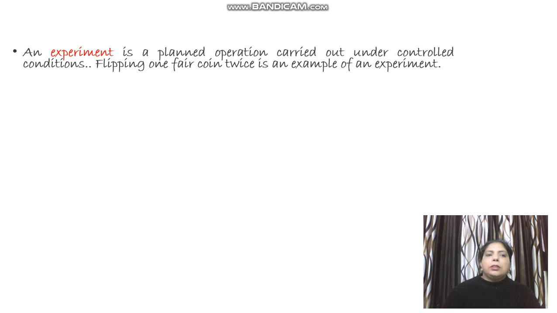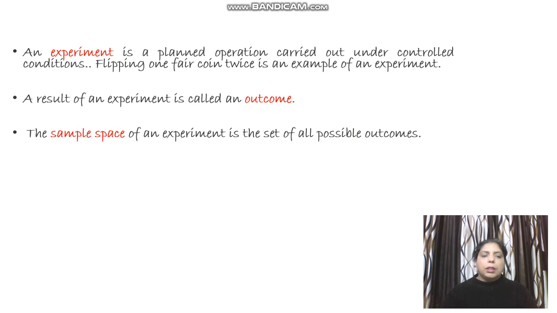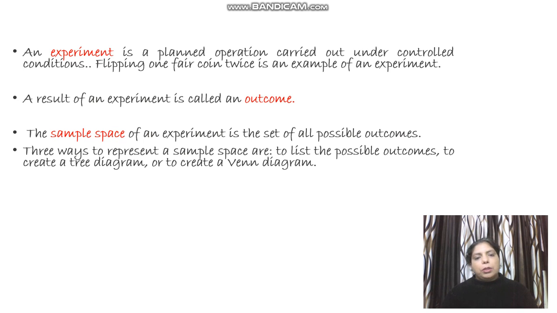Okay, and we have to be more clear about certain terms which we use in probability. The most important term is experiment. So what is an experiment? An experiment is a planned operation that is carried out, like flipping one coin twice. That's an example of an experiment. Now what result we get from an experiment is called an outcome. And we have the sample space, that is all the possible outcomes, the total number of outcomes.